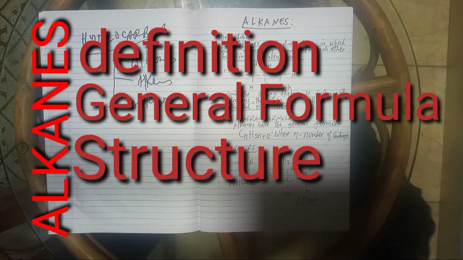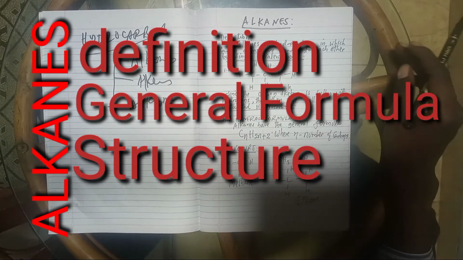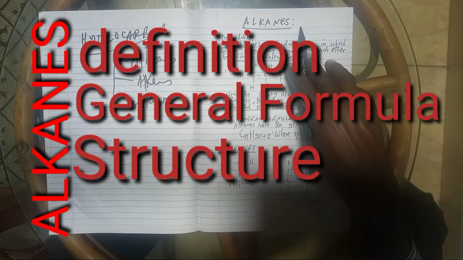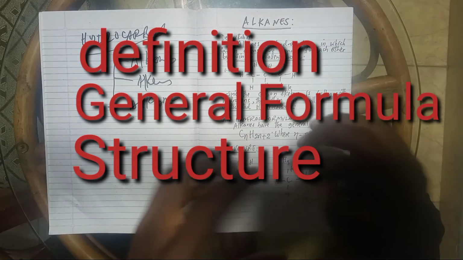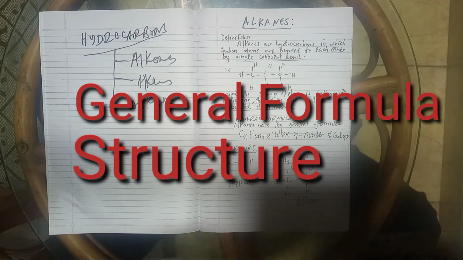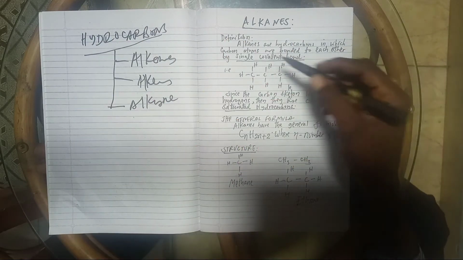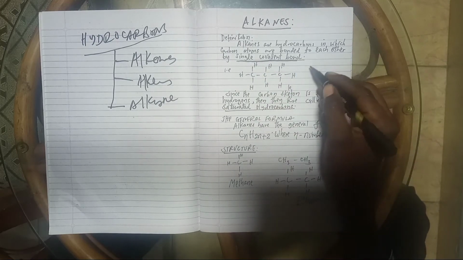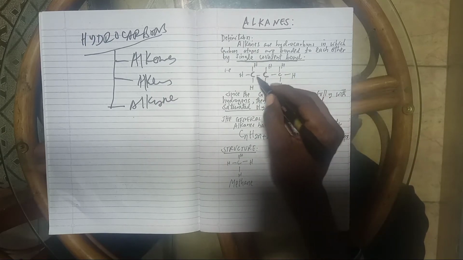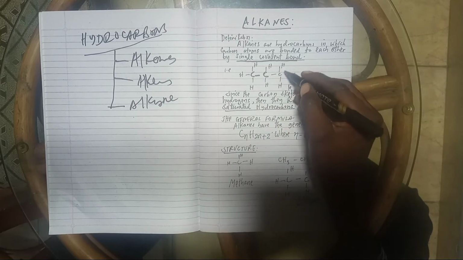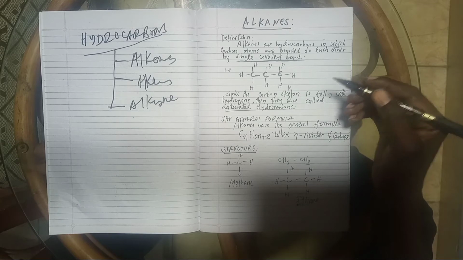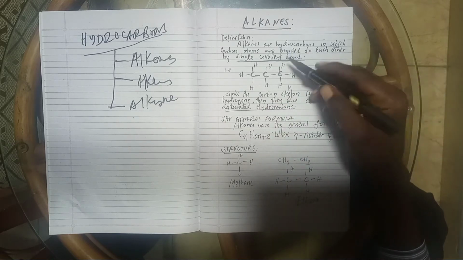Now let us start with the first family of hydrocarbons, that is alkane. Alkanes definition: these are hydrocarbons in which carbon atoms are bonded to each other by single covalent bonds. Means the bond between carbon and carbon is only single, and the bond from one carbon to another carbon is a single bond. So that is what we call alkane.